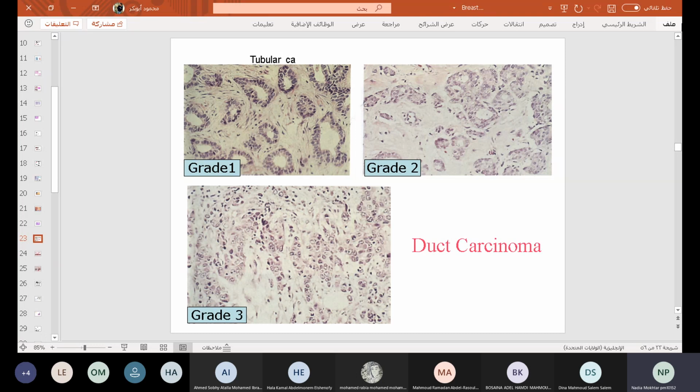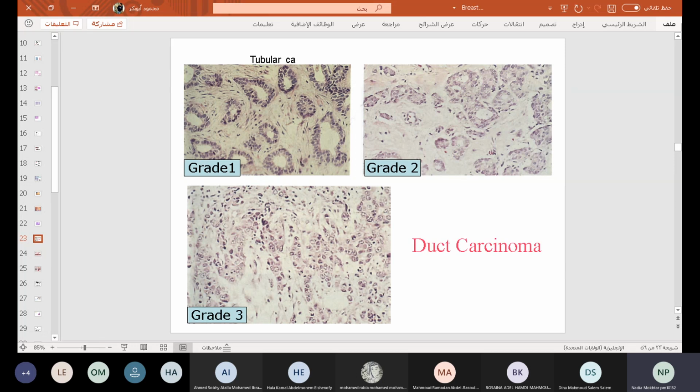Now we move to grade 2. Here, the ducts are a little bit irregular, not the normal shape of the structures. They are still lined by malignant cells, and these malignant cells are starting to show some nuclear pleomorphism. Now we go down to grade 3. There is almost no tubule or duct formation. They are just forming groups of irregular sheets of cells with high hyperchromasia and nuclear pleomorphism.